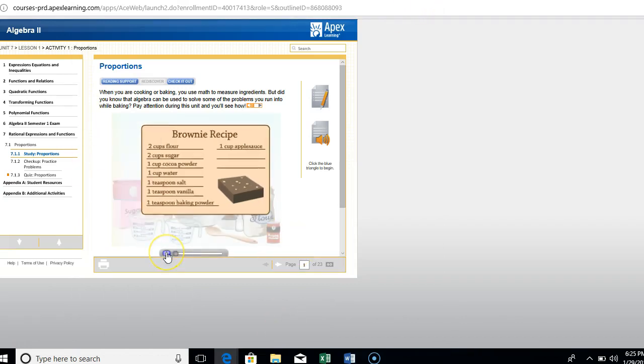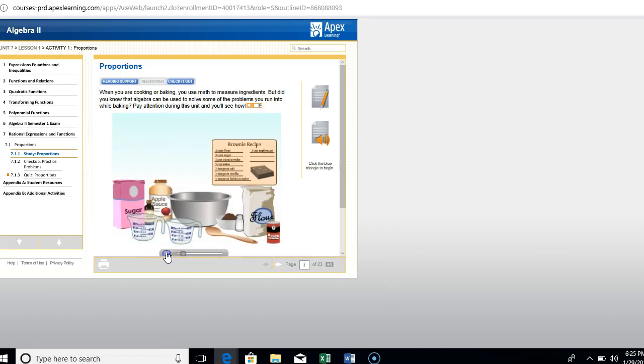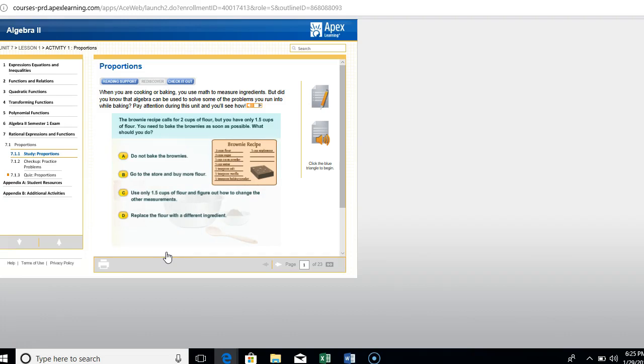In your study, you want to go through every single slide and every single interactive piece, because this is what helps you learn the math. The more you skip and the faster you go through the studies, the harder it's going to be for you on the quizzes. And you want to know the quizzes at a B or A level, so then when you get to your assessments, the things that count for your grade, you get great scores. And then you have a good grade in the class.